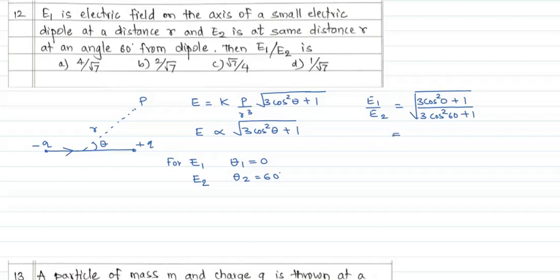Now simplify this and you will have the answer. Root of, cos 0 is 1, so you will have 3 plus 1. Cos 60 is 1 by 2, so the square is 1 by 4, so 3 by 4 plus 1. This is equal to root of 4 into 4 divided by 7. If you simplify, you will have 4 by root 7. So option A is the answer.